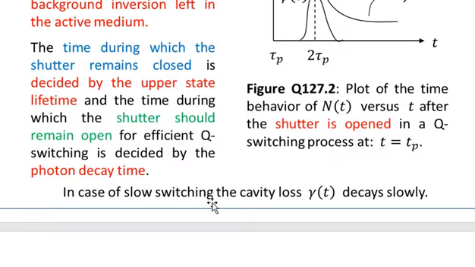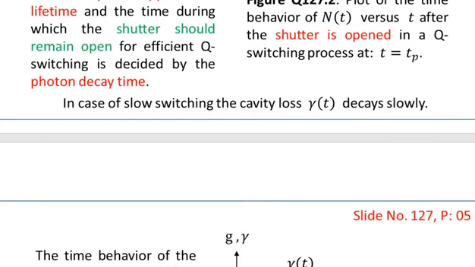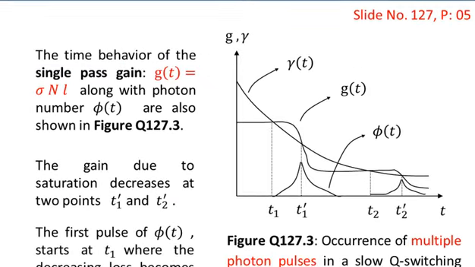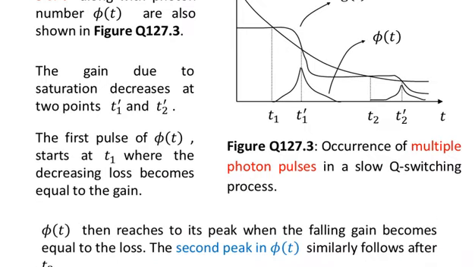In case of slow switching, the cavity loss gamma as a function of time decays slowly. So if the switching process is slow, then the cavity loss gamma as a function of time decays slowly. This will be explained in the next figure. So this is the next figure. Let me explain this figure first.